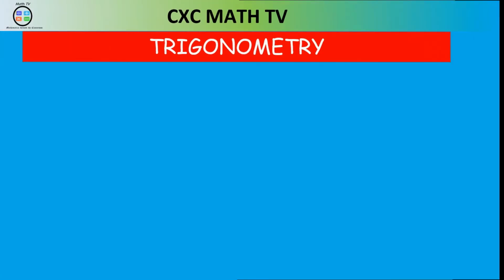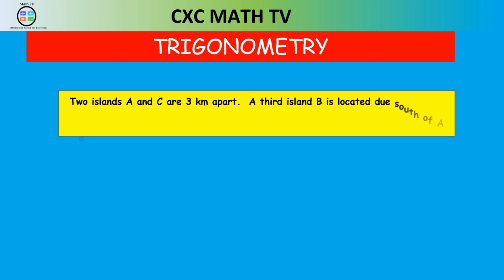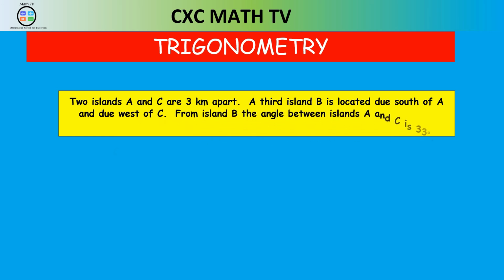Alright, so let's look at a real life question now. This question says two islands A and C are 3 kilometers apart. A third island B is located due south of A and is due west of C. From island B, the angle between A and C is 33 degrees. Calculate how far island B is from island A and from island C.